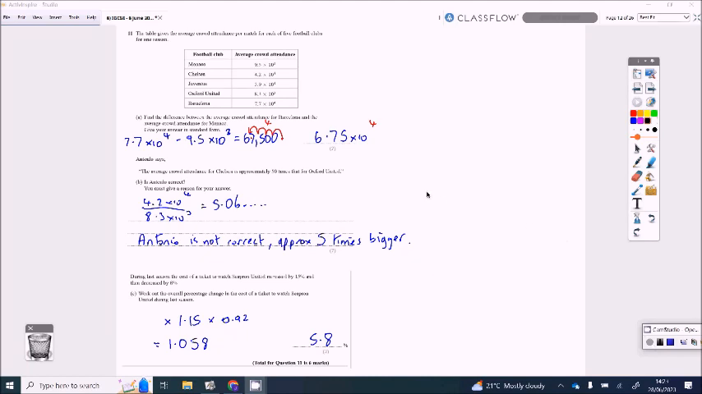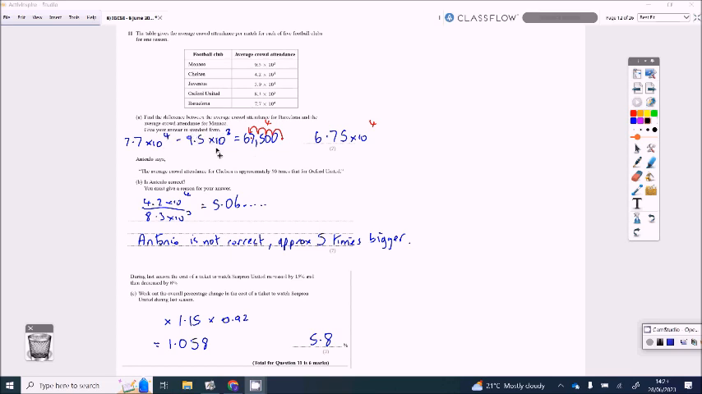Question 11. Part A, find the difference between the average crowd attendance for Barcelona and Monaco. So Barcelona is 7.7 times 10 to the 4, and Monaco is 9.5 times 10 to the 3. So obviously the difference, you just take one away from the other. So I would just simply pop that into your calculator. That gives you 67,500.